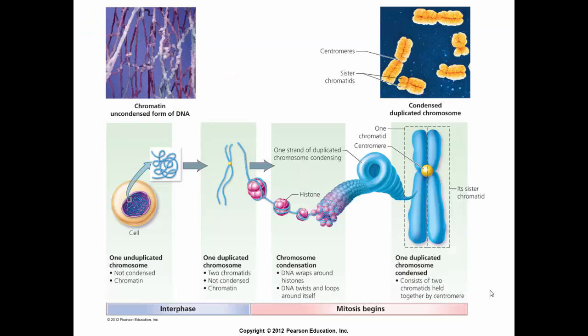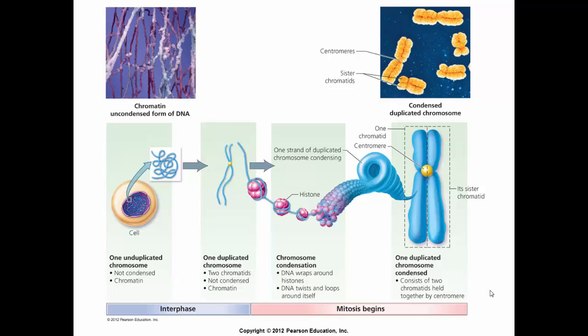This shows the chromatin, the uncondensed form of DNA, the more disarrayed form, whereas the condensed or duplicated chromosome is just this DNA in a very condensed state. So during interphase, chromatin is not condensed. It's in disarray. You see it looking kind of like an unwound ball of string there at the bottom. During interphase, the two chromatids are not condensed. It's still considered chromatin.